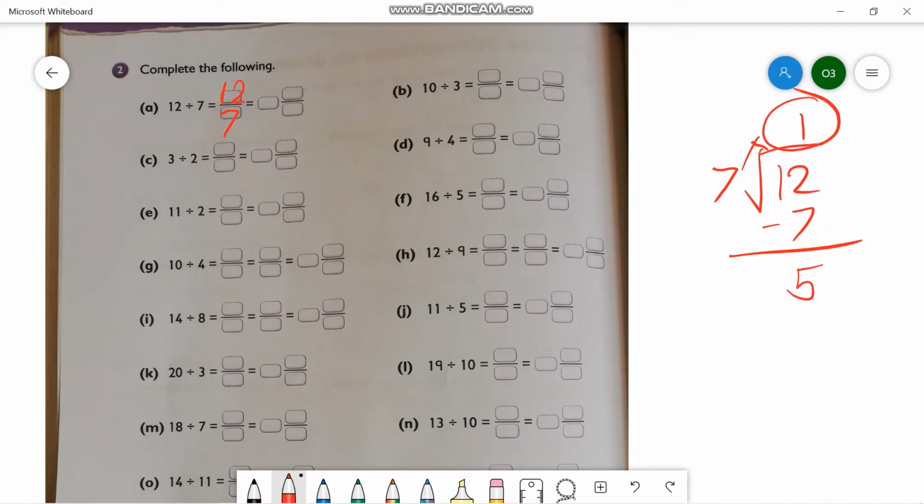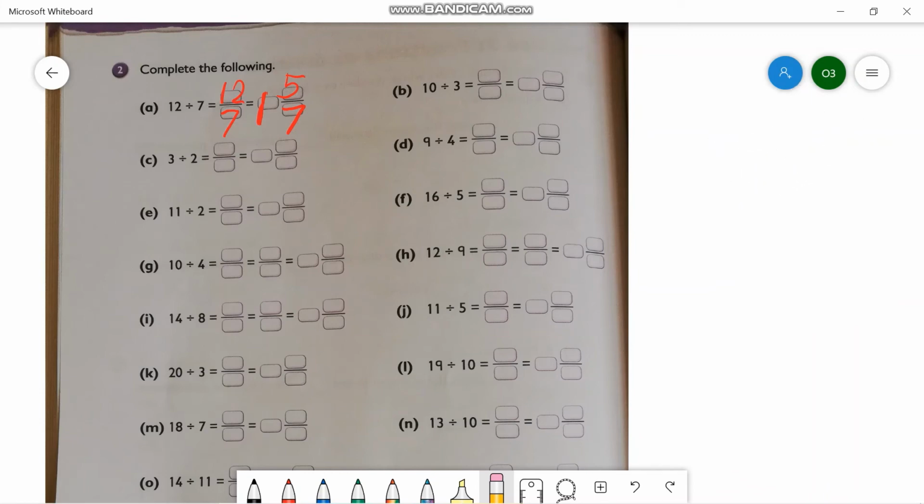So 1 will be our whole number, and our remainder will be our numerator, and denominator will be the same. All right? Letter B, it's the same. We will express this division into fraction. So 10 divided by 3 is the same as 10 over 3. So again, it's an improper fraction. So what we're going to do is we're going to divide 10 by 3. How many groups of 3 is there in 10? So we will be able to get 3 groups of 3 from 10.